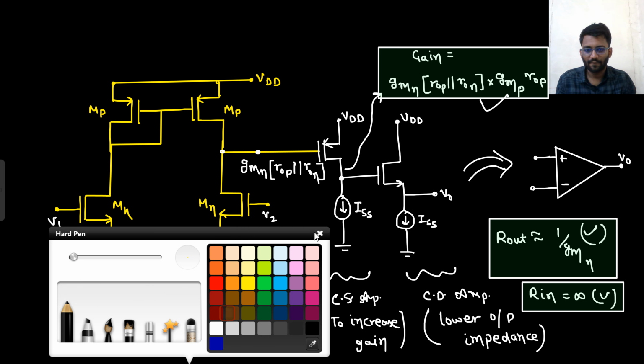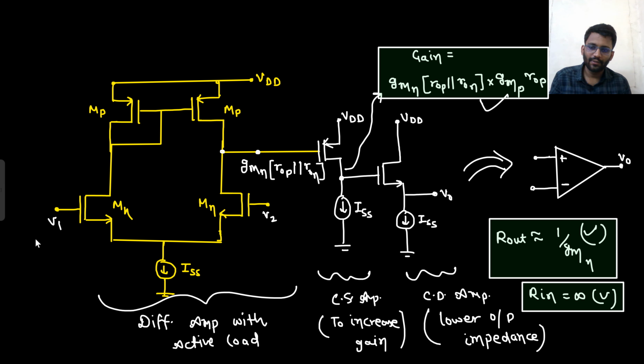Let's start. If this increases, what will happen to this? This will increase, because there is no inversion. Now, this is a common source amplifier. From gate to drain, there is always inversion.